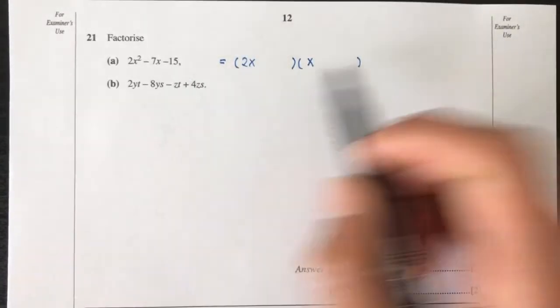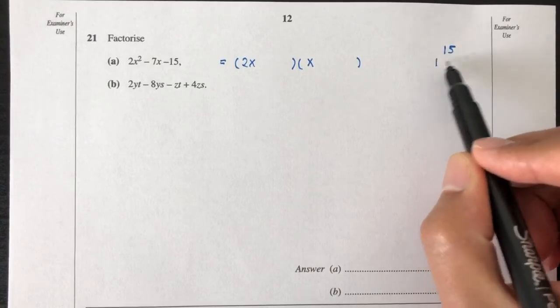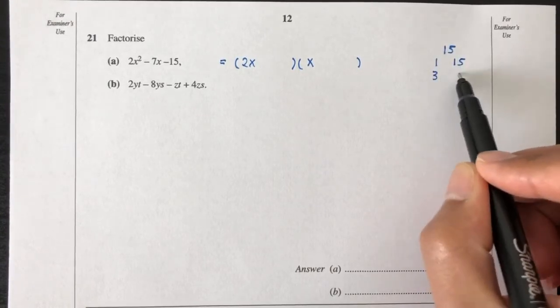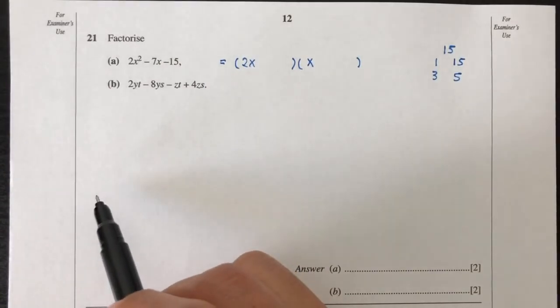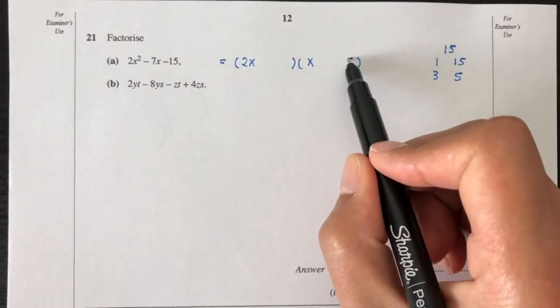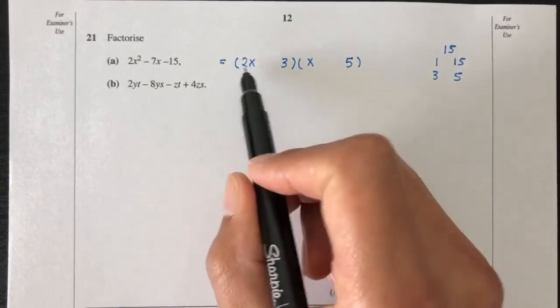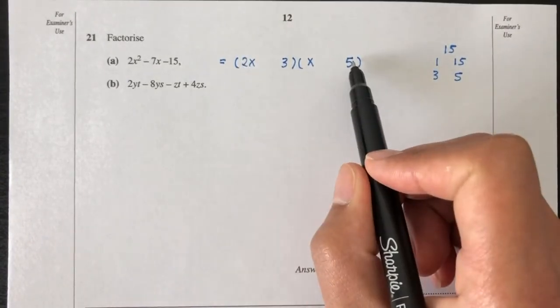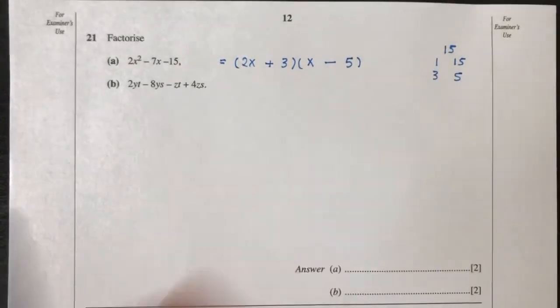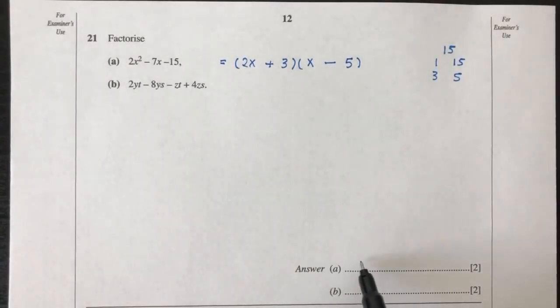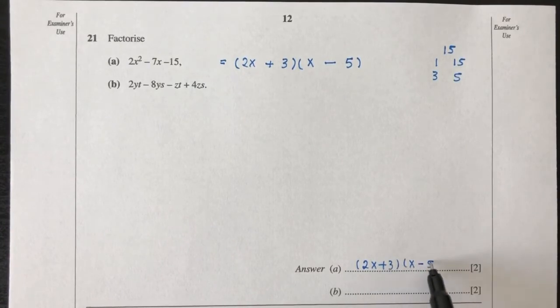Now we have to choose. We know 15 is 1 times 15, 3 times 5. We have to get minus 7, so the only way we can do that is put 5 and 3 here. So 2x times 5 will be 10, so it needs to be minus 10 plus 3 to get minus 7. So that is your first answer: 2x plus 3 and x minus 5.